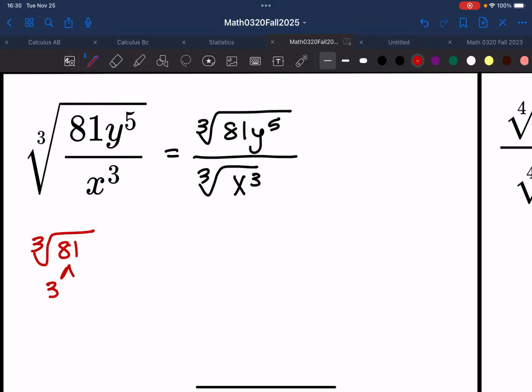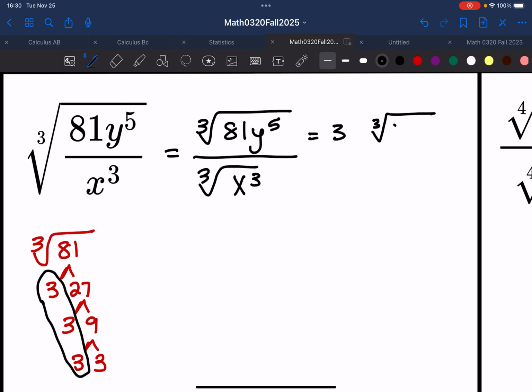So 3 goes into 81 27 times, 3 goes into 27 9 times, and 3 goes into 9 3 times, which means I have a group of 3 because I am taking the cube root of a number, so I need a group of 3, which means when I write my answer, a 3 is going to be on the outside, and then on the inside is also going to be a 3. I'm leaving some space there because I still have to do the y's.